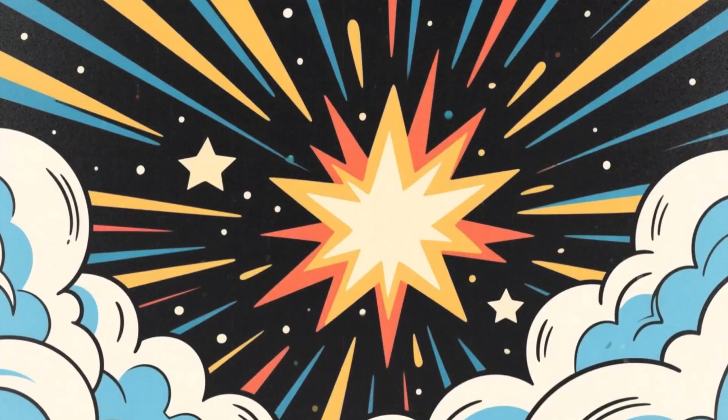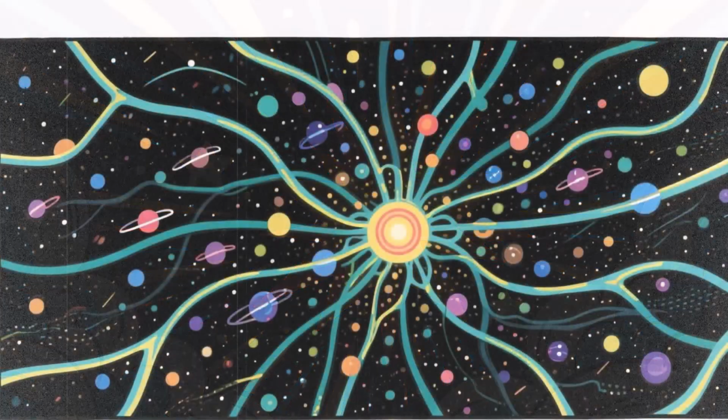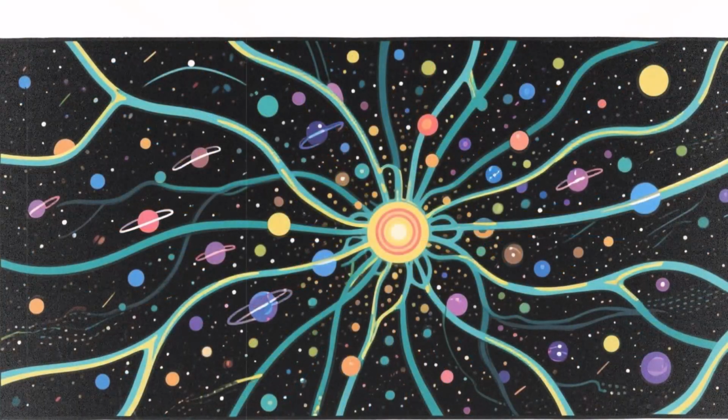Let me paint you a picture of what was happening in different regions of the developing cosmic web. In the dense nodes and along filaments, matter was being compressed and heated. Clouds of hydrogen and helium gas were collapsing under their own gravity, fragmenting into clumps that would become the first stars.